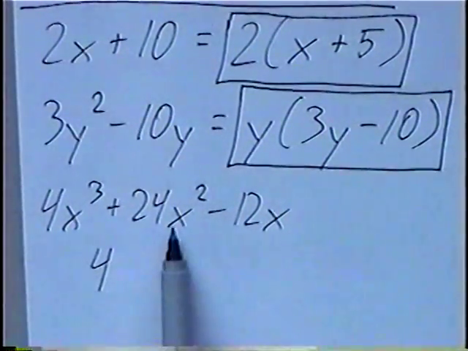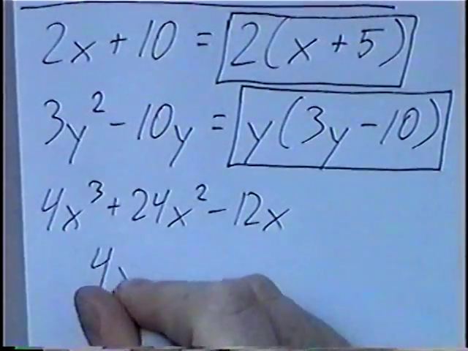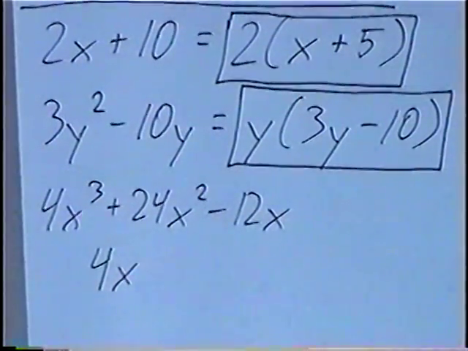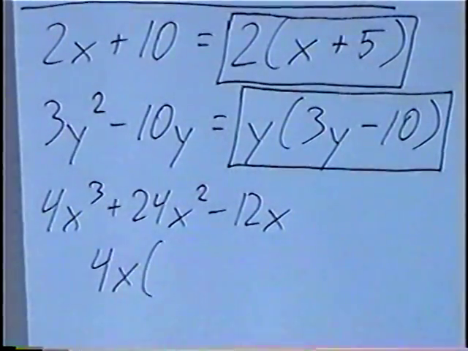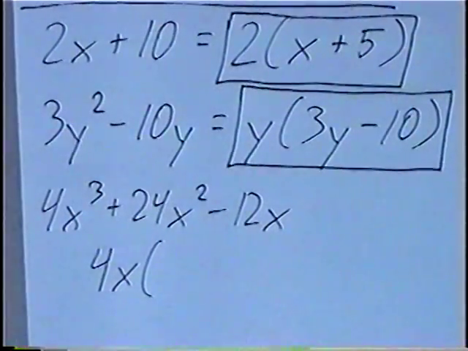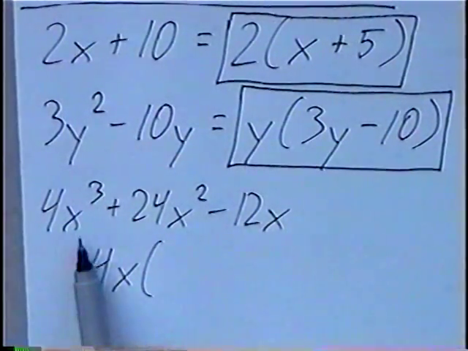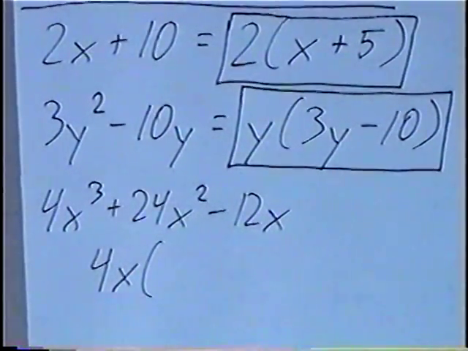All three terms also have an x. If you have the same variable in all the terms, we can factor out that variable also. So the greatest common factor would be 4x. Completing the question, we'll divide each term by 4x.